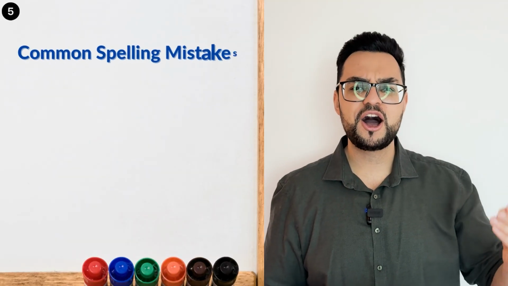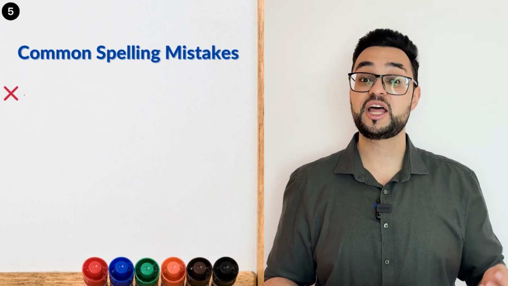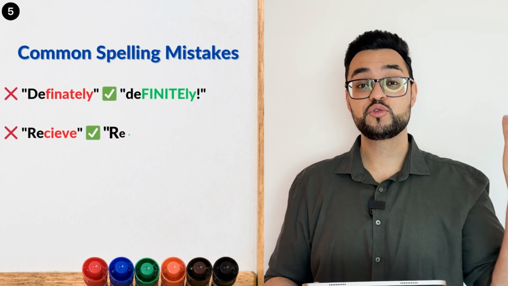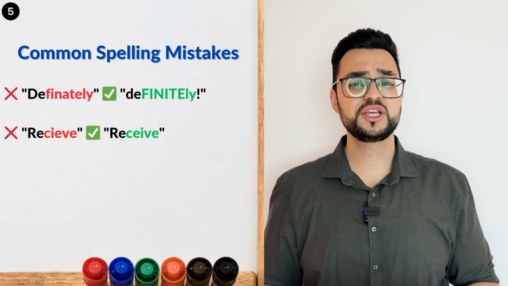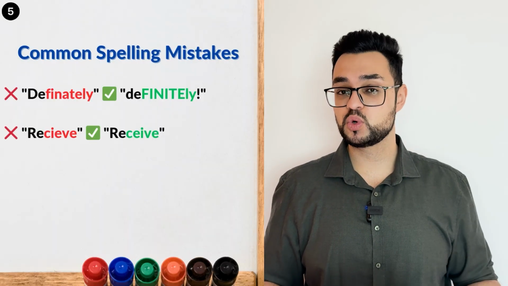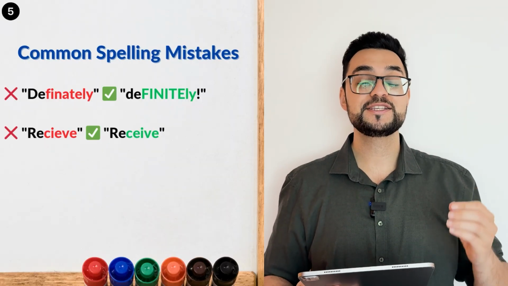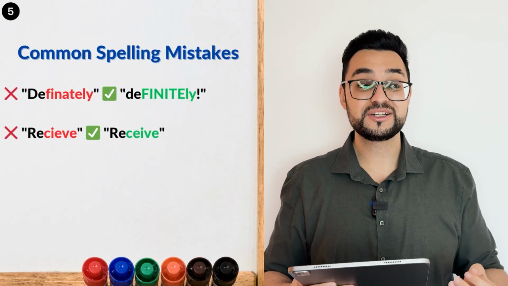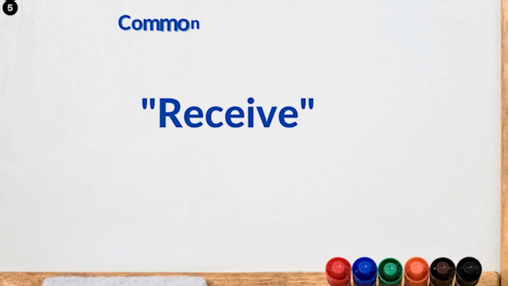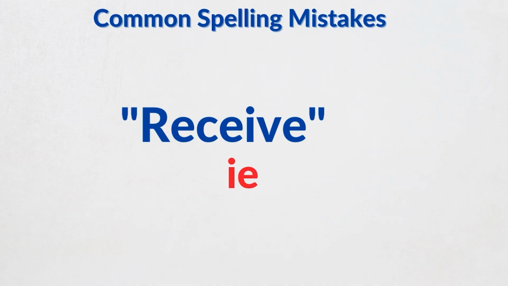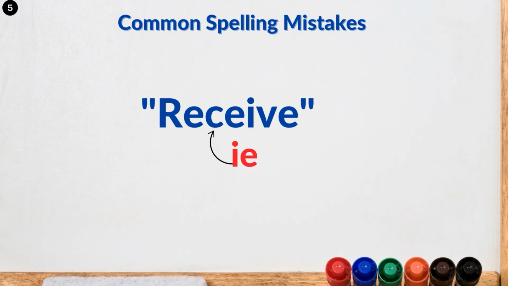Number five is common spelling mistakes, like the word definitely and receive. Remember, in English, the way we say or read words are not always the way we write them. A good trick is to use spell check or learn some common patterns. Like for example, look at the word receive. I will always come before E, except if there is a letter C. In that case, I comes after E.